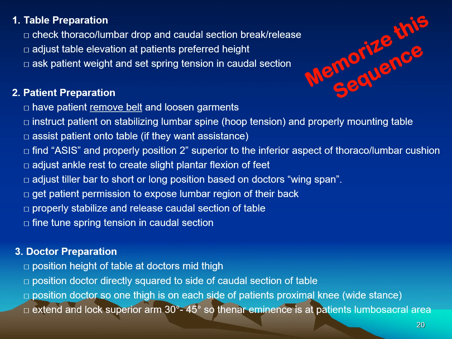You position the height of the table or the top height of the cushion at about your mid-thigh area, and then you position yourself directly squared to the side of the caudal section, placing each one of your thighs opposite the position of the patient's knees. You basically, if you're facing the patient's right knee, your right thigh is slightly superior of their knee. Your left thigh is inferior of their knee in a fairly wide stance.